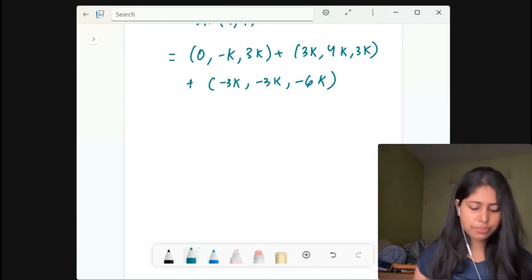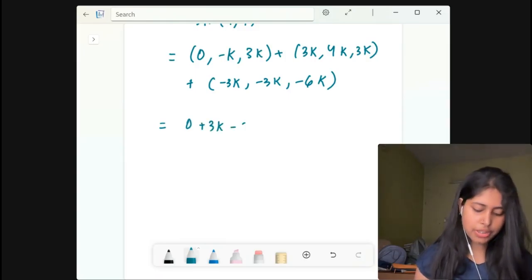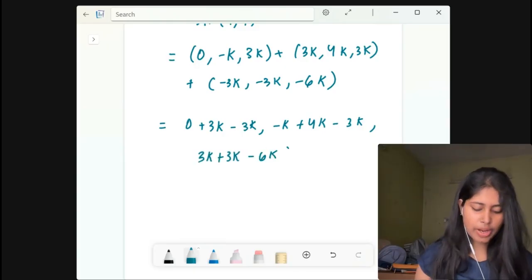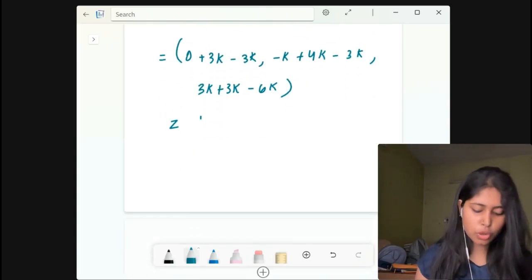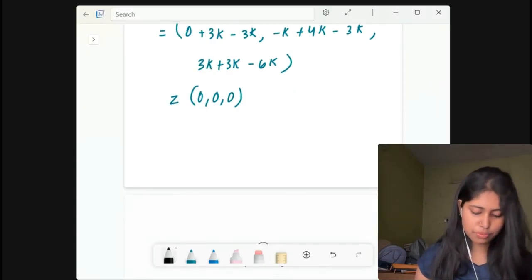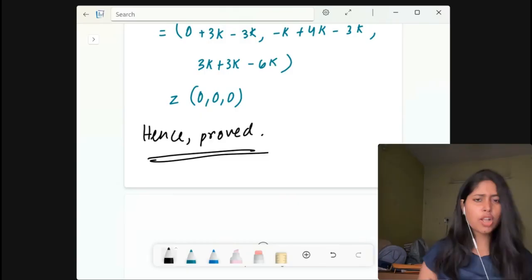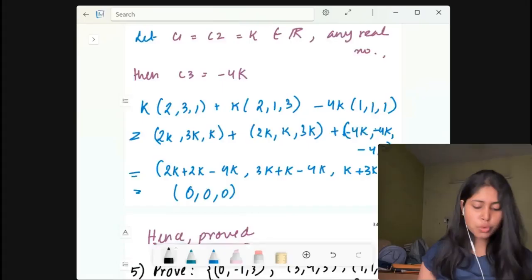Now just add the elements: 0 plus 3K minus 3K, then minus K plus 4K minus 3K, then 3K plus 3K minus 6K. As you can see, all of these sum up to be 0, right? So we say 0 comma 0 comma 0, and hence this is proved.